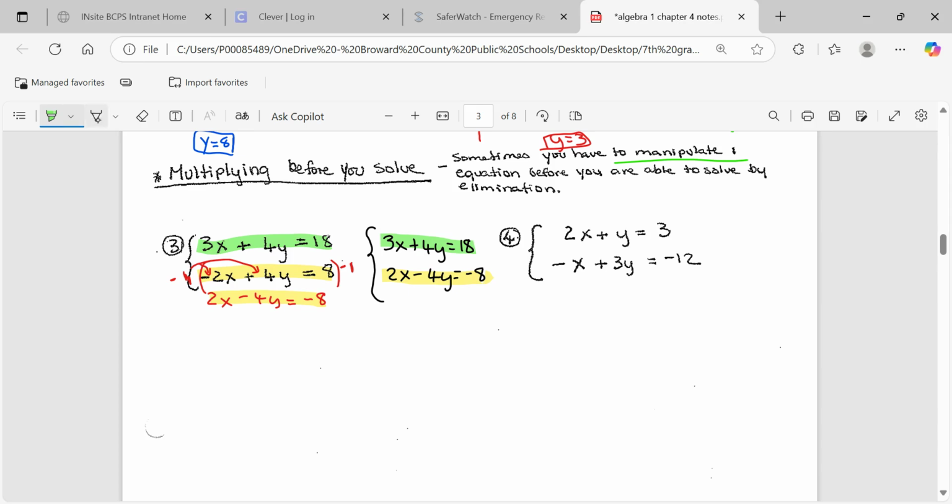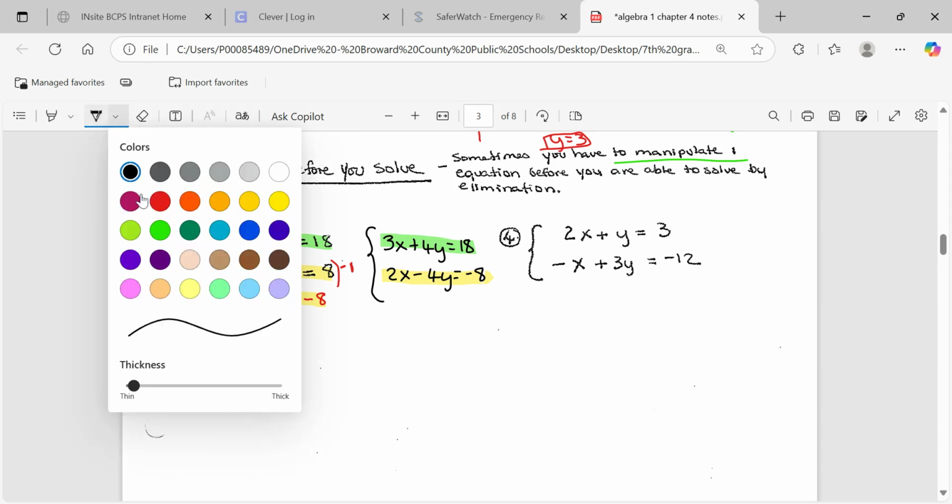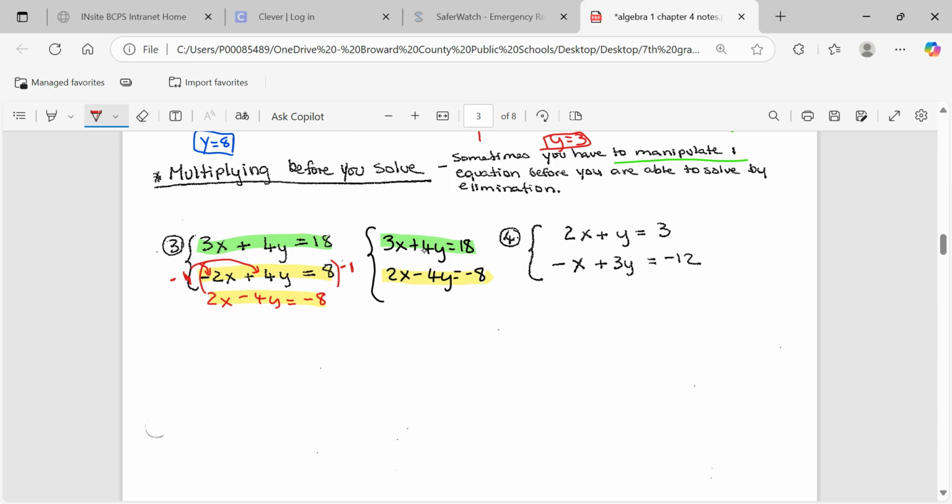Now that I have that though, I should see that I can cancel the positive 4y and the negative 4y. So that now I have 5x, and that's equal to 10. 18 minus 8 is 10. Again, I'm doing old school, adding straight up and down. So now I would solve for x by dividing both sides by 5, and x is equal to 2.